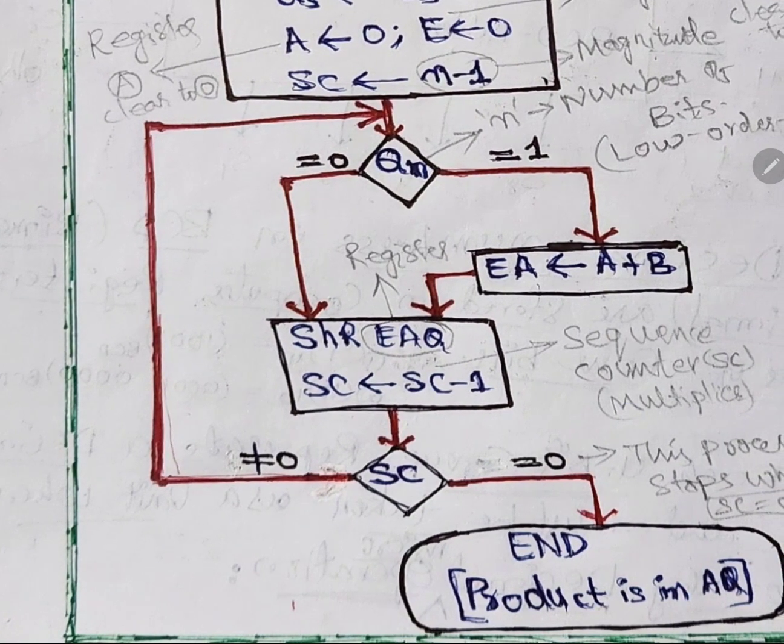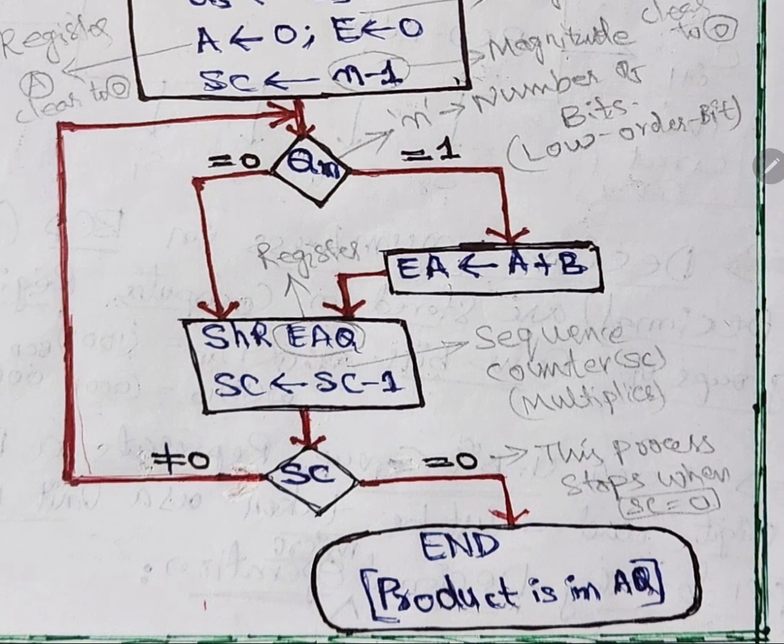Right, here the if condition, this one in the flow chart, is a decision. The diamond shape is a decision, and it has two navigations. When it is 0, it will be stopped. When the sequence counter is 0, that will be stopped, and the end product will be in QA, right? AQ, very simple. QA, AQ register.